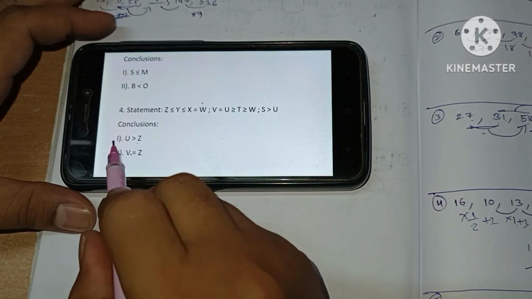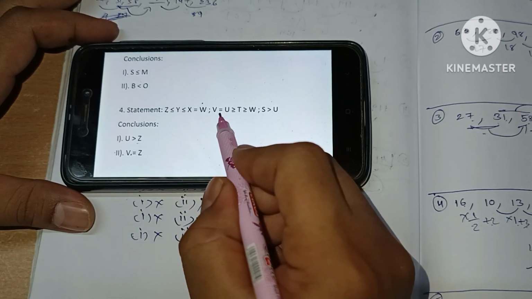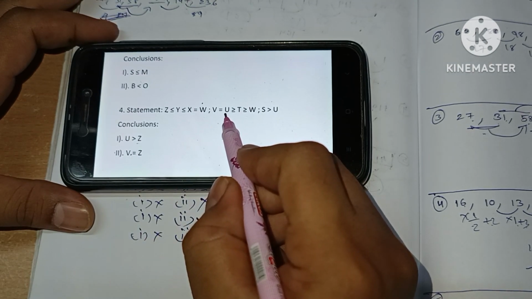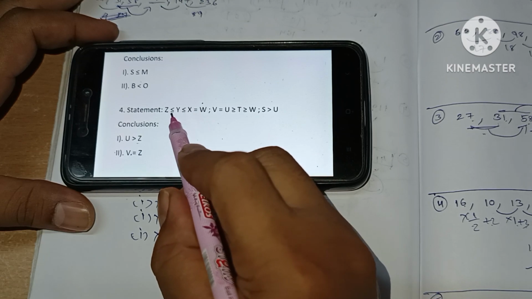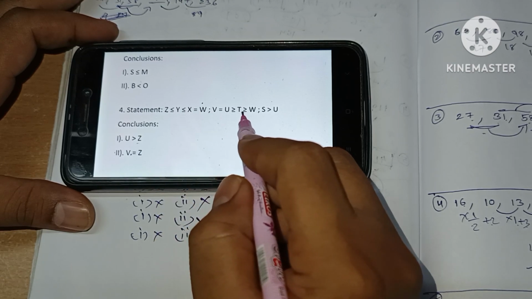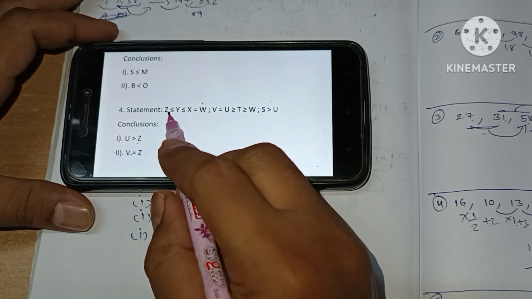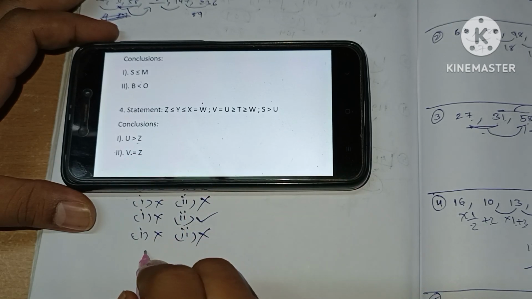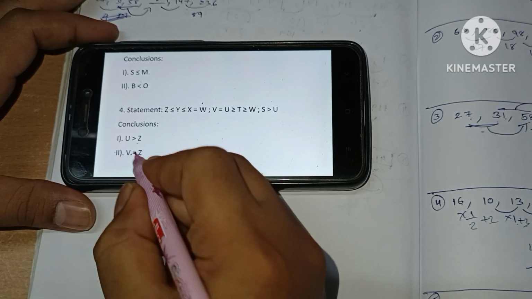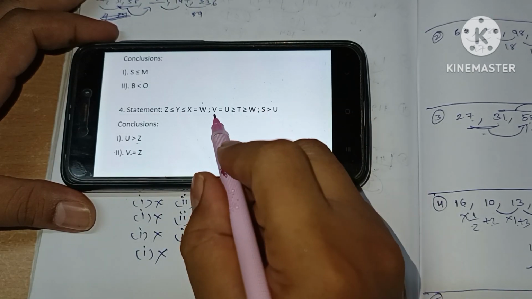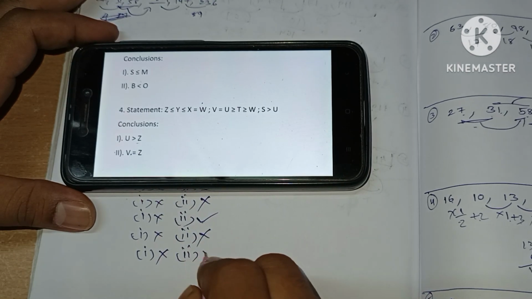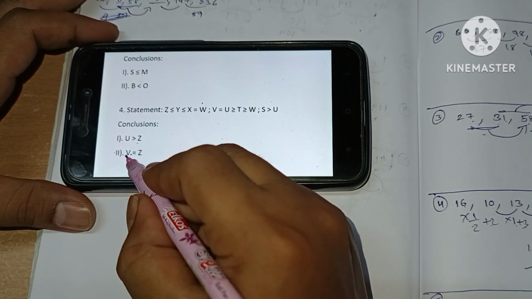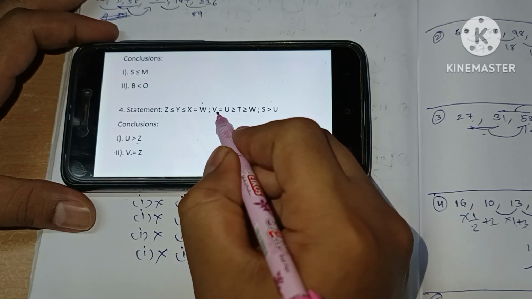fourth question, the flow from U to Z. From U we can reach to W. From W we can reach to Z, but there is everywhere equal to also. So individually the first one is false. V equals to Z, it is also false, but V is nothing but U.